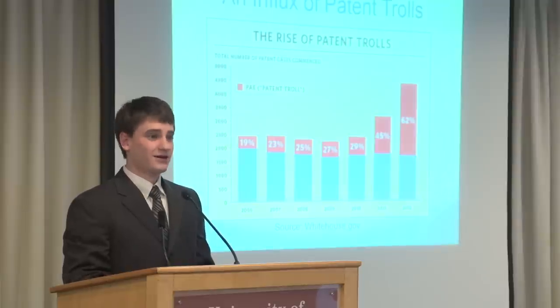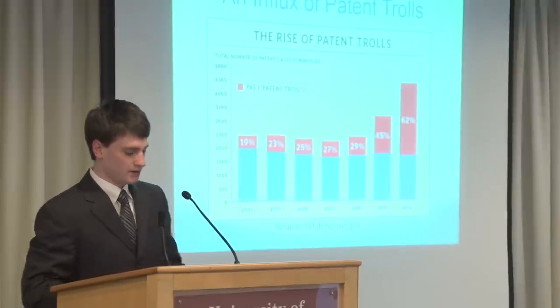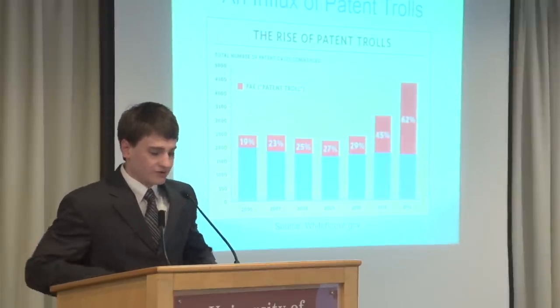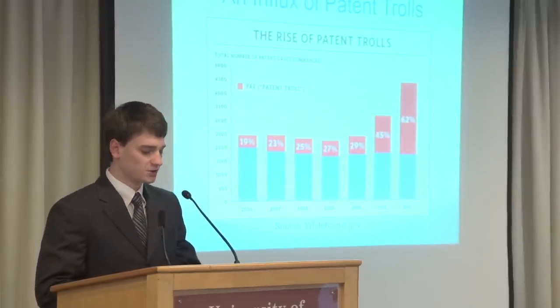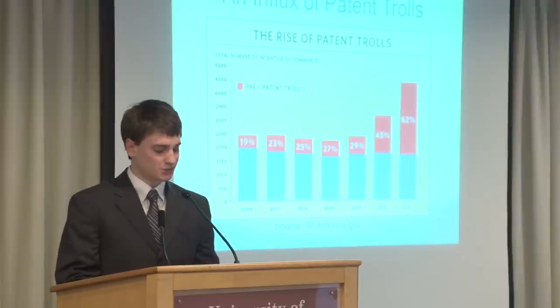All right. Hi, I'm Keith, and today our team is going to be arguing the side of the opposition. When the Founding Fathers crafted our country's constitution, one of their goals was to set the foundation for an economy that would be both innovative and dominant. One of the ways they set out to achieve this goal was Article 1, Section 8, Clause 8.